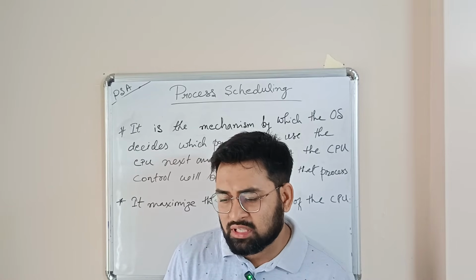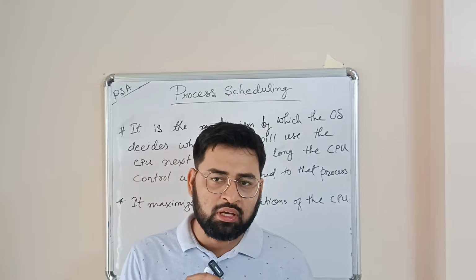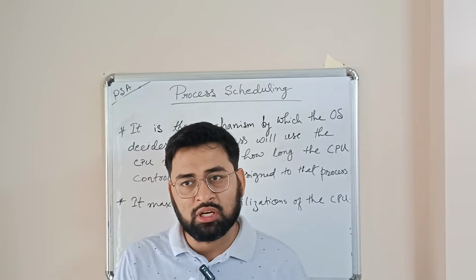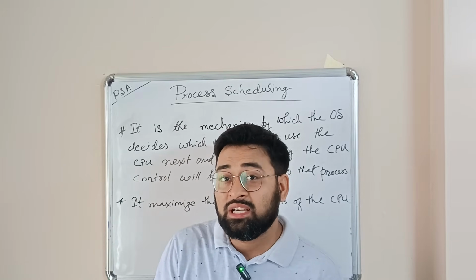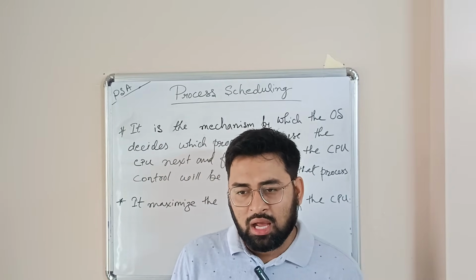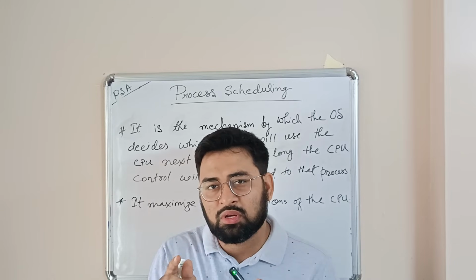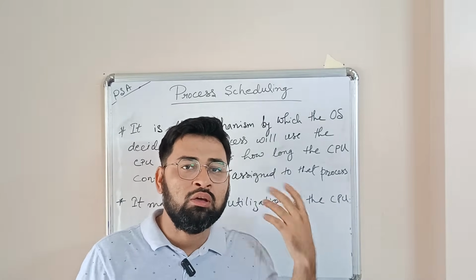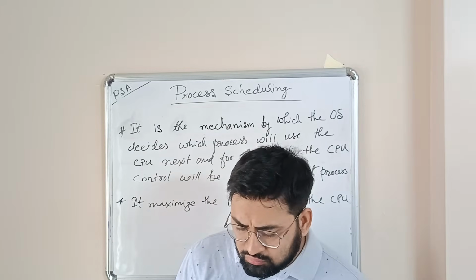I'm giving you a real life example. When we use our mobile phones, at the same time we can go to the browser, we can book a ticket, and we can use WhatsApp. Multiple applications are open at the same time, you are working on those applications, and in between there is switching of the process. How the switching of the process happens is done by the operating system in terms of process scheduling. Fine.